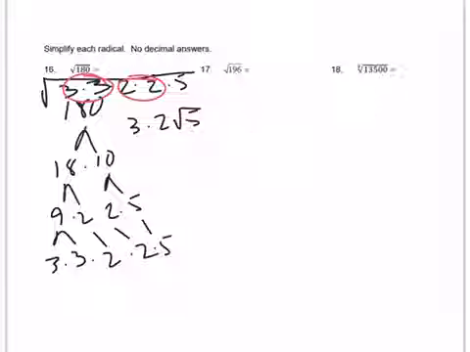Now, everything that's on the outside here, I put it together with multiplication. And anything that was left on the inside, I'd put it together with multiplication. So we end up with 6 times the square root of 5 for our answer.